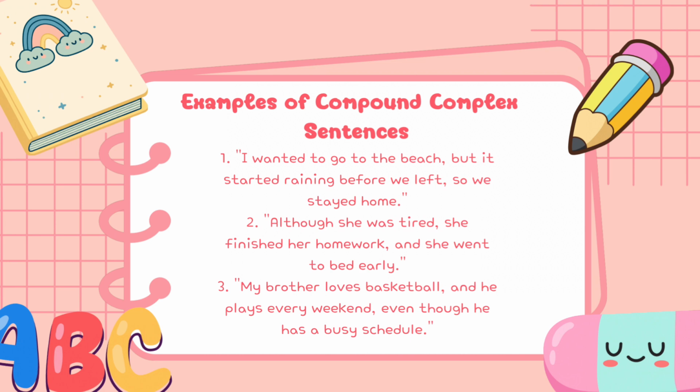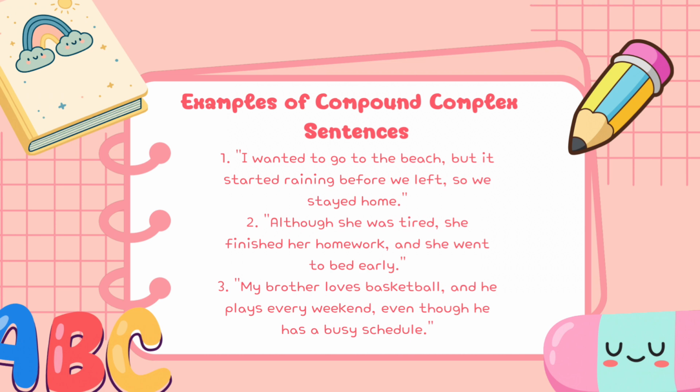And next are example sentences. Now, let's look at some examples. I want to go to the beach, but it started raining before we left, so we stayed home. There are two independent clauses: I want to go to the beach and it started raining. The dependent clause is before we left.